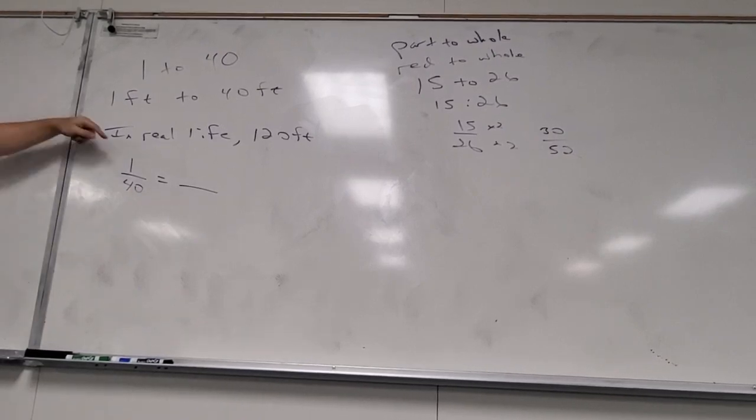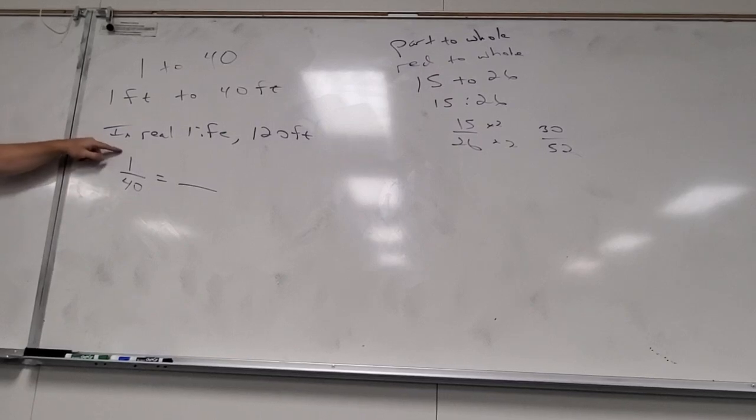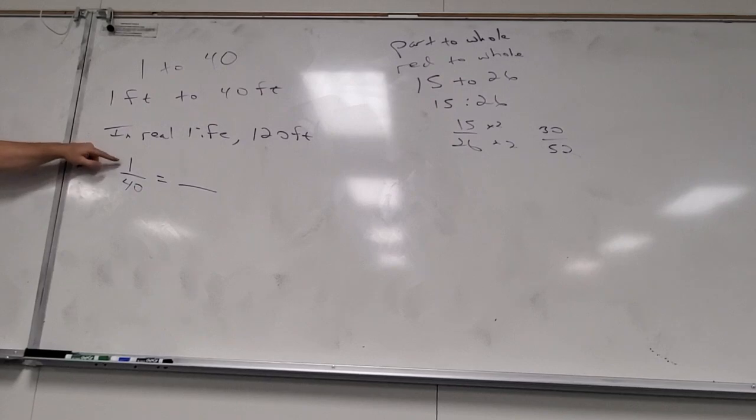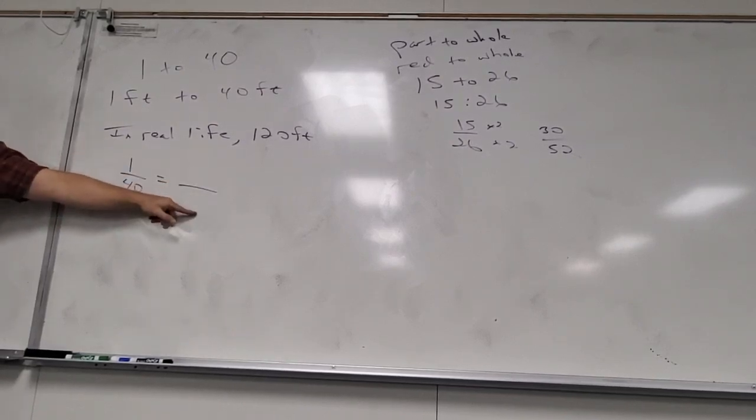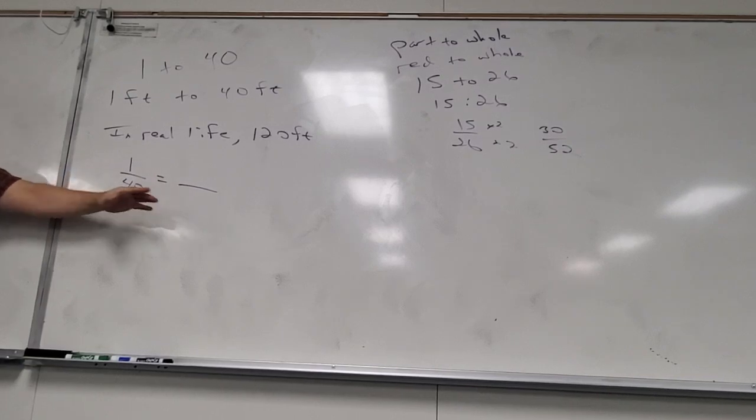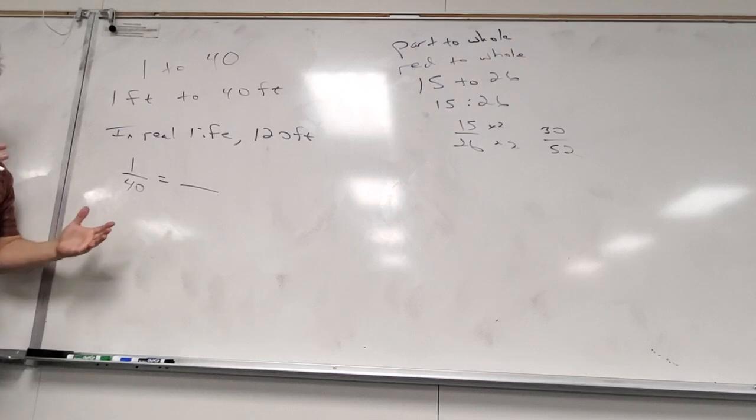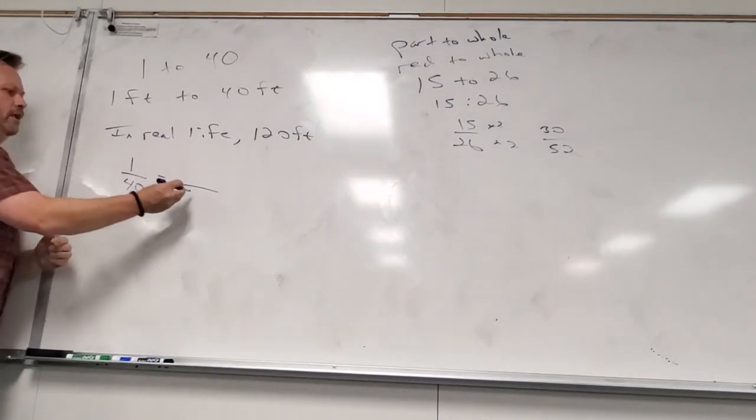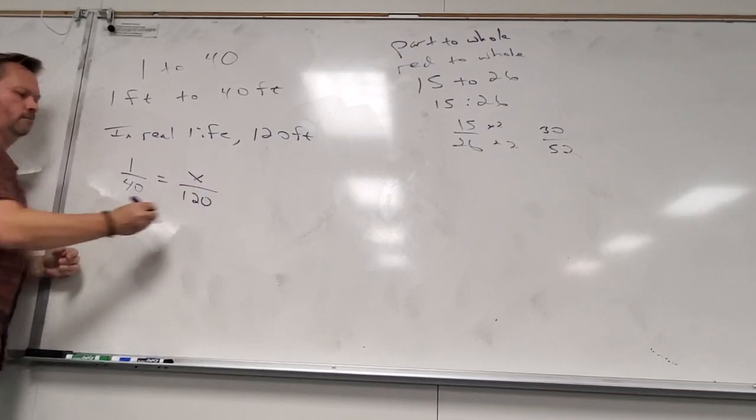What if, in the 1 over 40, I designated the top to mean something? Where is this 1 foot? Is it in real life or is it in the model? Model. So top is model, bottom is real life. Then I would put 120 here, and up here I just put x.